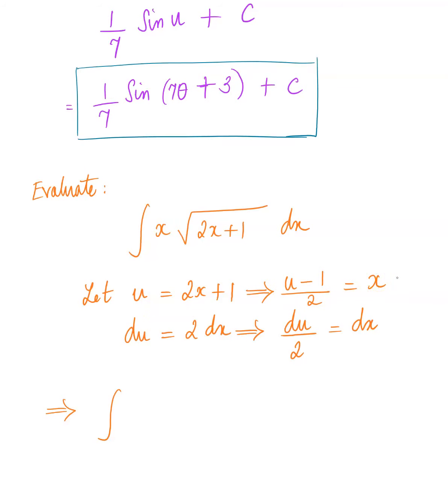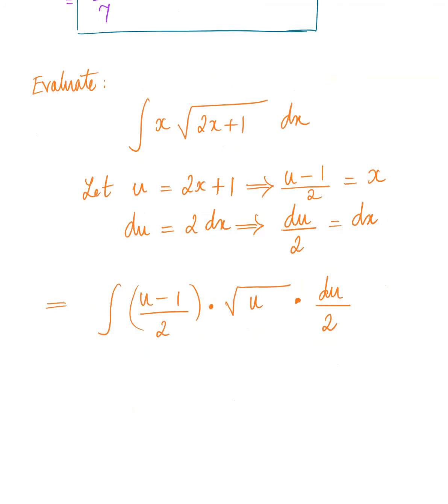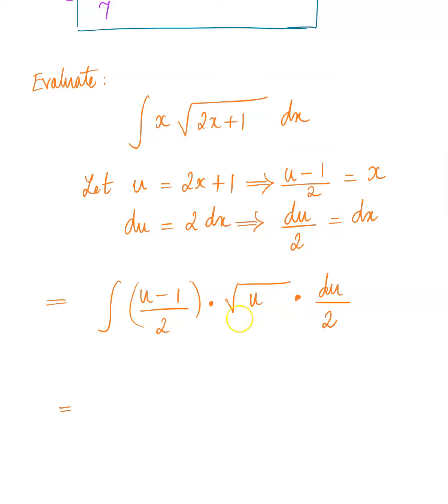And so we're doing two things here. I have an x where I have to rewrite it in terms of u. So go back to the u substitution and solve for x. So I get u minus 1 over 2 times the square root of 2x plus 1, which was our u, times dx, which is du over 2. You see that? That's a lot of work there. But it's not really as bad as it seems. The 2 and the 2 in the denominator will multiply to give us 1 over 4 integral u minus 1 times u to the power half du.